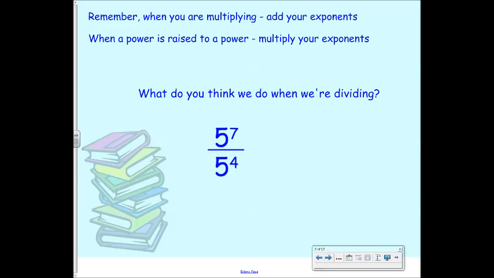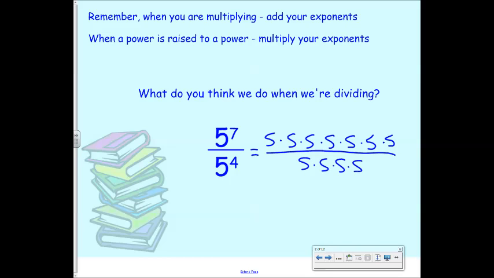What would this look like if I expanded it? 5 times 5 times 5 times 5. All right, and what would this look like? What can you do when you have a 5 on the top and the bottom? What can you do with them? Cancel them out? How come? It's basically like 1. It's like 1. So it cancels out because 5 over 5 is really just like 1.